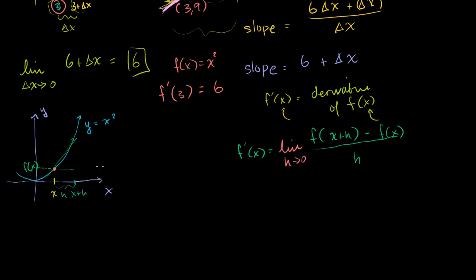Now let's apply this idea to a particular function, f of x is equal to x squared, or y is equal to x squared. So here we could consider this to be the point x, x squared. So f of x is just equal to x squared. And then this would be the point, let me do it in a more vibrant color. This is the point x plus h. That's this point right here. It's a little bit further down.